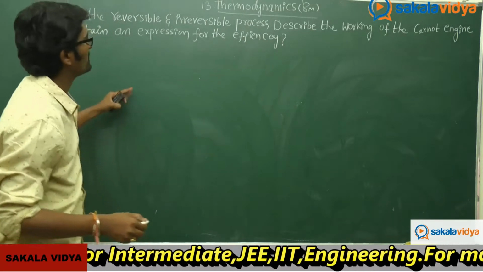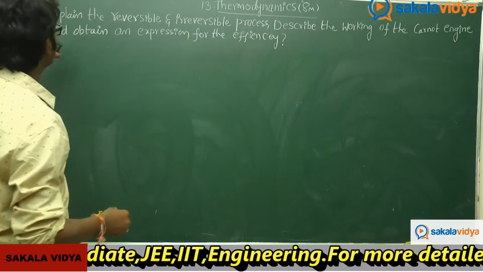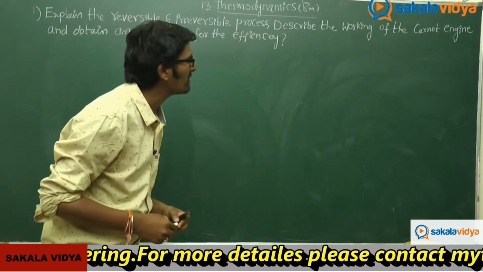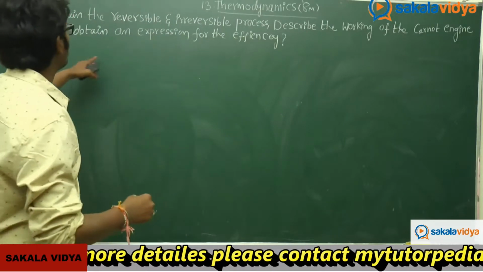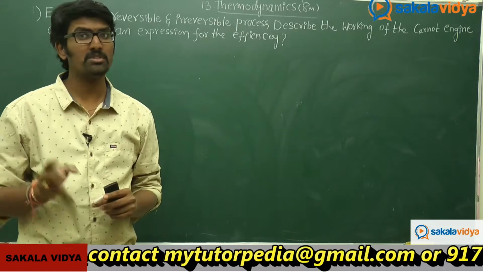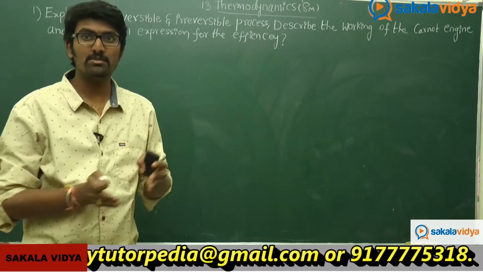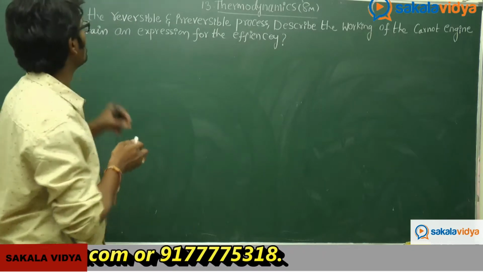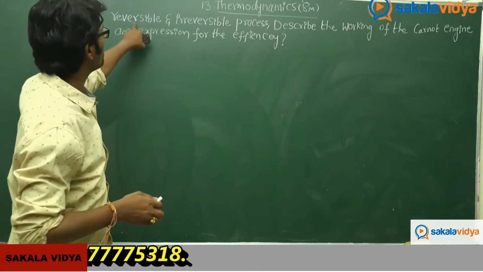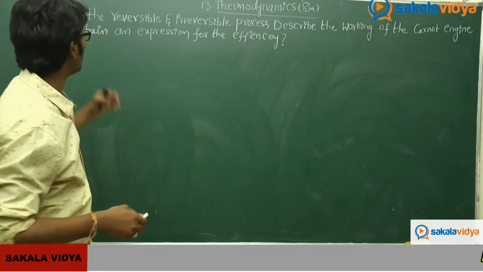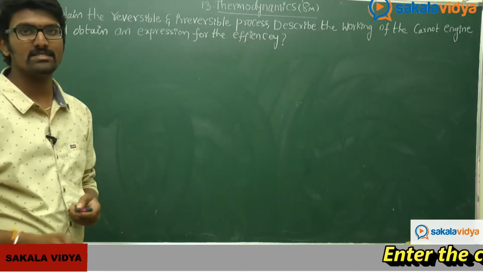The first question from our thermodynamics is: explain the reversible and irreversible process and describe the working of Carnot's engine and obtain an expression for the efficiency. In chemistry, we have seen there are two types of reactions: reversible reaction and irreversible reaction. In a similar manner, here we are going to discuss reversible and irreversible processes. So let us have a discussion on what is a reversible process.